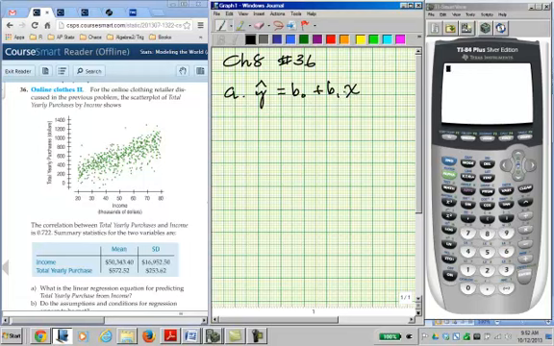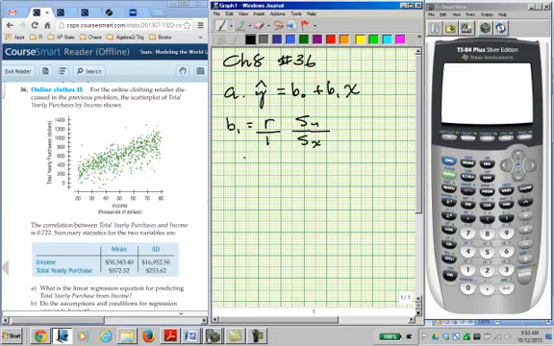Now in this case, income is the independent variable and the dependent variable is total yearly purchases. So it's total yearly purchases versus income. So let's make B sub 1 first. B sub 1 equals R times the standard deviation of the dependent variable over the standard deviation of the independent variable.